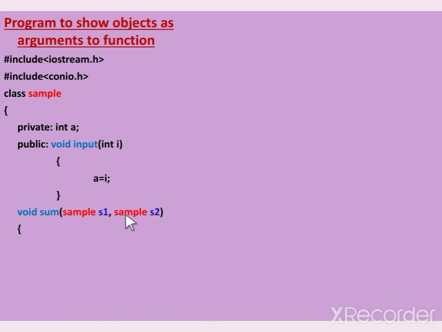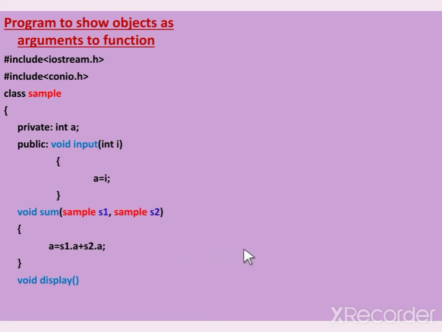What is the syntax for pass by value? Just recall that syntax inside the class: return type specifier followed by function name with the arguments. There are two objects s1 and s2 declared with the class name sample. Inside this, we are adding A is equal to s1 dot A plus s2 dot A.